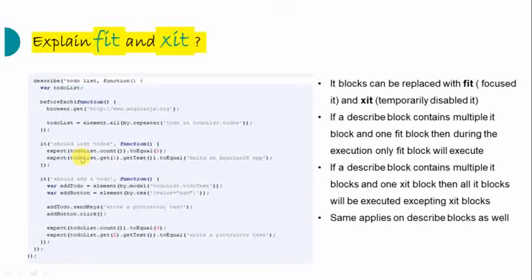Similarly, if you want to disallow one it block from executing, then instead of writing it, you will have to mention x. So if you label this case with x, then this case will not get executed and all other it blocks will get executed. This is the primary difference between fit and xit.